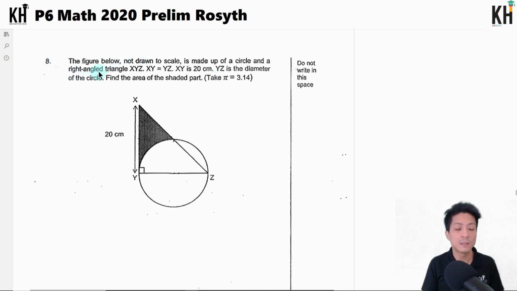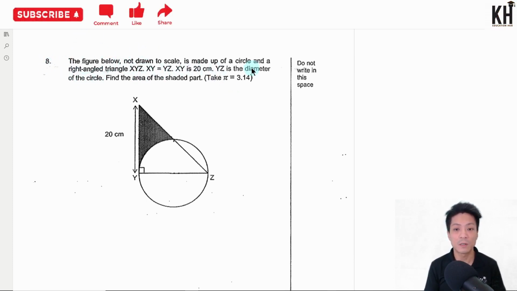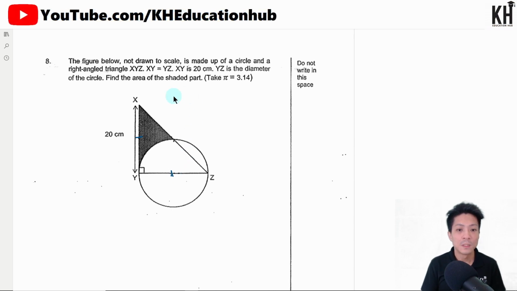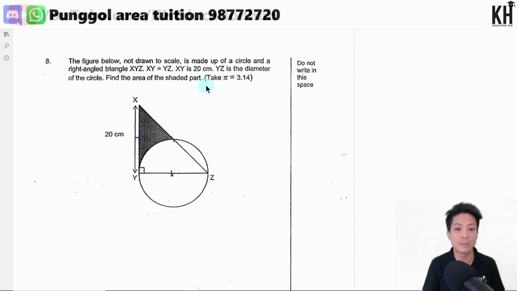Okay, question 8. The figure below, not drawn to scale, is made up of a circle and a right angle triangle XYZ. XY is equal to YZ, so this is equal to this. XY is 20 cm. YZ is the diameter of the circle. Find the area of the shaded part. Take pi to be 3.14.